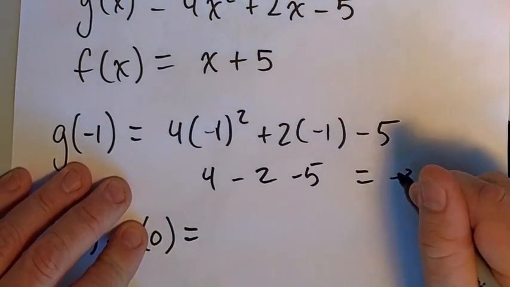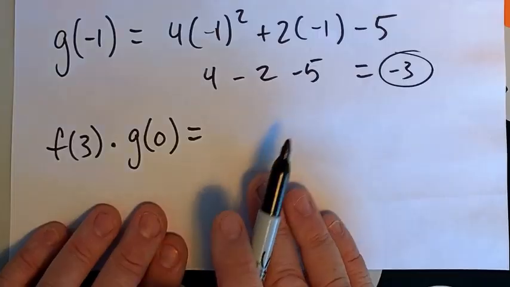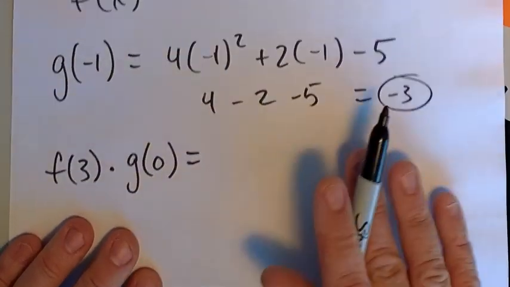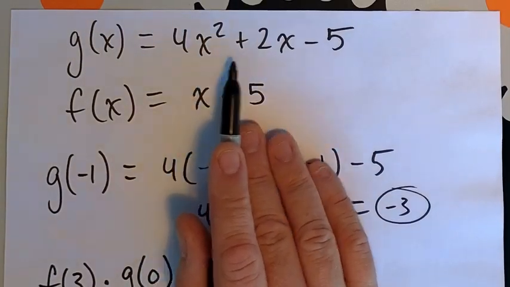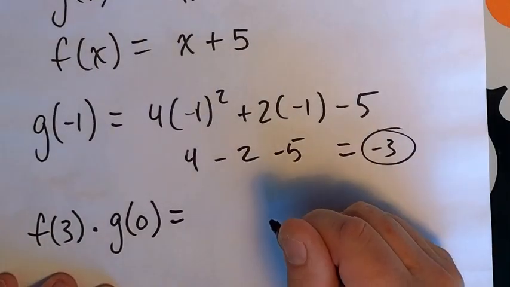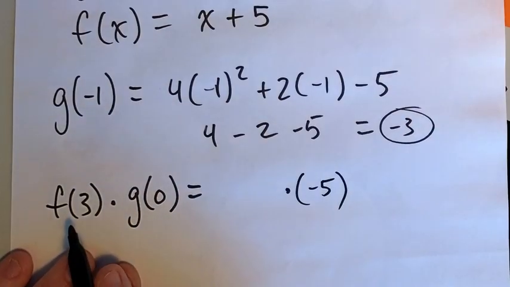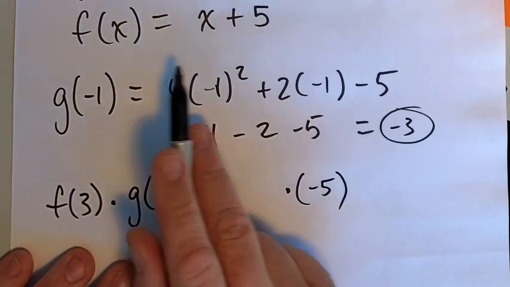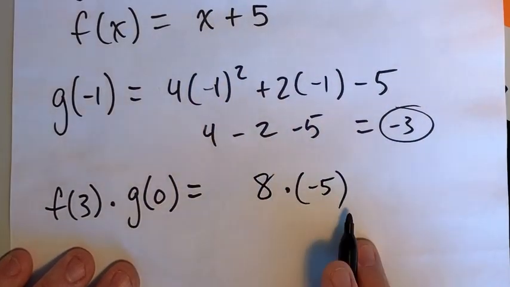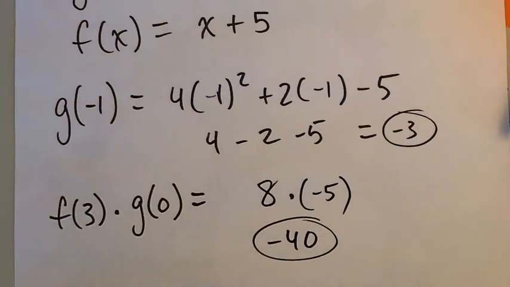Very good. And then the last one, it says tell me what f of 3 times g of 0 is. Well, g of 0 is pretty straightforward. If I put 0 here and here, what does g give me? So part of this is going to be something times the number -5. But then what is f of 3? If I put 3 in for f, what does this become? 8. So this is just 8 times -5, which is -40. All right, so that's it for that walkthrough.